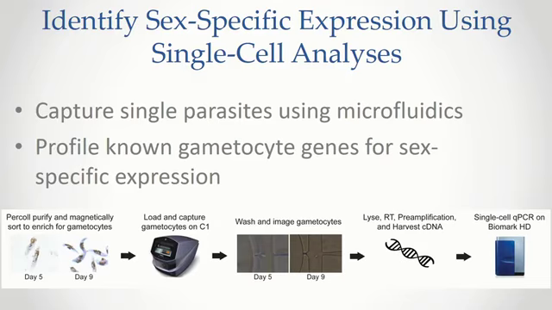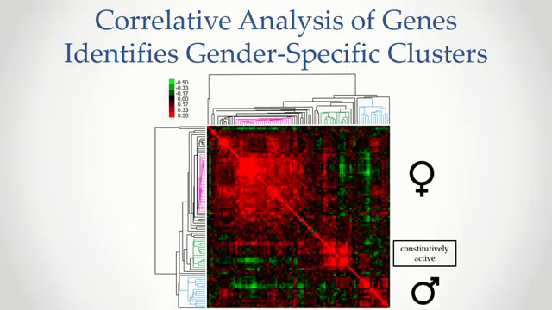From there, you can lyse the cell, perform reverse transcription, and preamplification with the primers you're using for the qPCR, and then you can harvest your cDNA. For the cDNA, you can do sequencing, or you can do qPCR, which I will talk about now. We used 87 gametocyte-specific genes and 4 controls in order to determine the male and female differences between those genes. Using 90 single cells, you can see here a Pearson correlation of the genes that we used in our study.